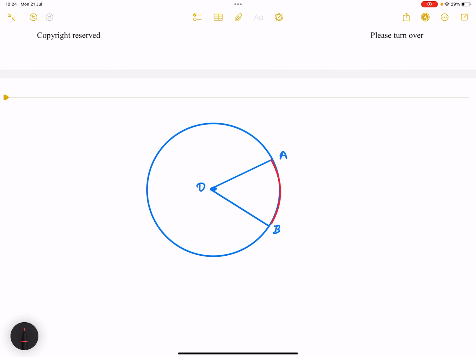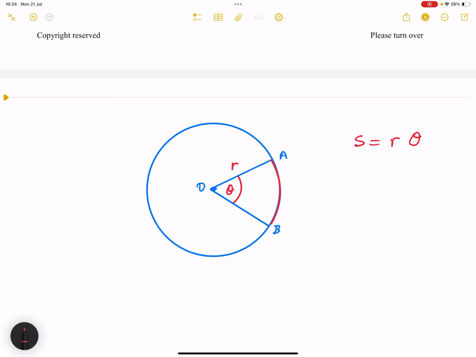So we say that the arc length S is equal to r, the radius of the circle, multiplied by theta, the central angle. But that central angle must be given in radians. You convert from degrees to radians by multiplying by pi over 180.